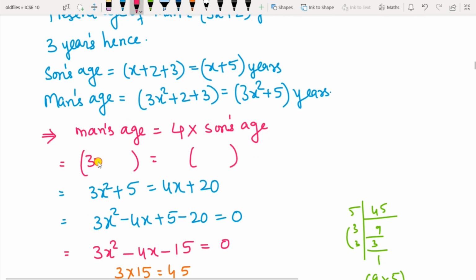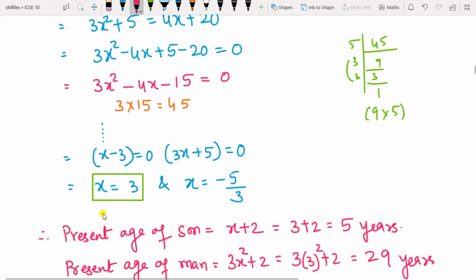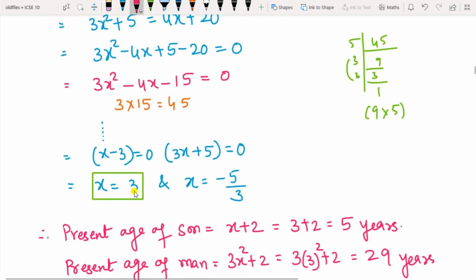So this is 3x plus 5 equal to 4 times, and the son's age after 3 years is x plus 5. Now open the bracket, you get this quadratic equation here, and solve that quadratic equation to get the factors. Here you get x equal to 3 and x equal to minus 5 by 3. So you have to consider this positive value as it is age.